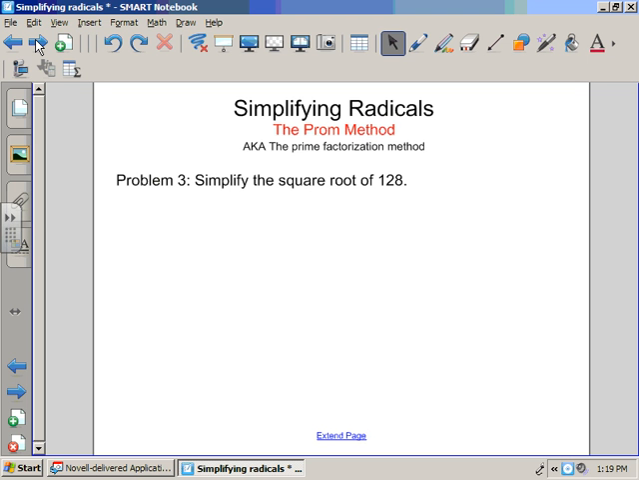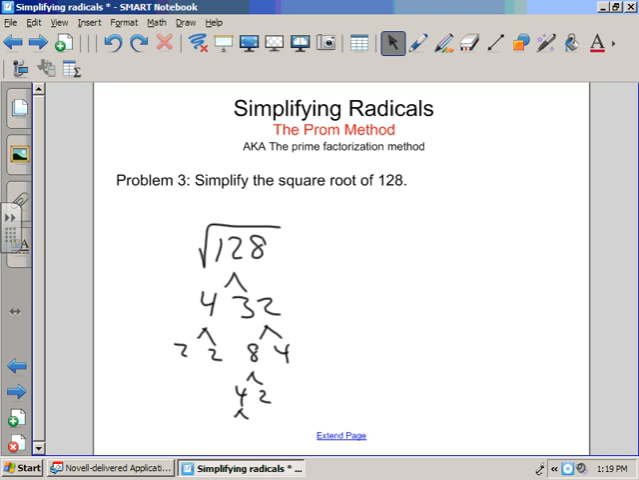One more. Pause the video and simplify the square root of 128. Here we go. The square root of 128. I can write 128 as 4 times 32. I can write 4 as 2 times 2. I can write 32 as 8 times 4, which is 4 times 2, and a 2 times 2. 4 is also 2 times 2. Holy cow, when I get through, I've got a bunch of 2's. In fact, if I add them up correctly, I think I have 7 of them. So I'm going to write my 7 2's.